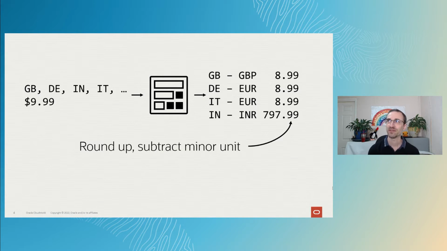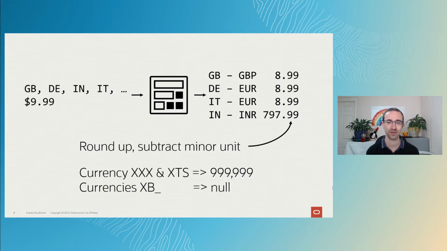There are also a few unusual currencies we might get as inputs to this, so we're going to have some special handling for them. First up, there's XXX, which is no currency, and XTS, which is the testing currency. If for some reason we get those as inputs, we're just going to return a whole bunch of nines. Then there are the XB currencies, which are related to European bonds. If they turn up for some reason, we're just going to return null. So there are a few currencies we need some special handling for.